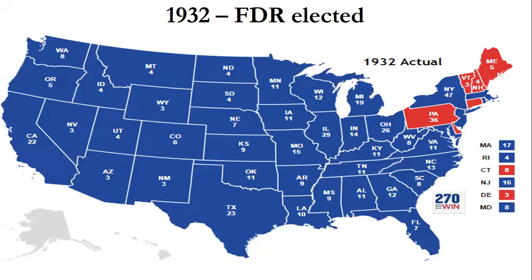1932, FDR is elected. Herbert Hoover got destroyed. He had no idea what to do when the Great Depression came out. So because of that, you can see FDR, not only did he win, he destroyed Herbert Hoover.